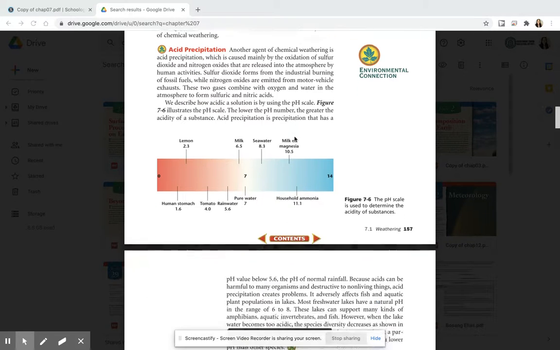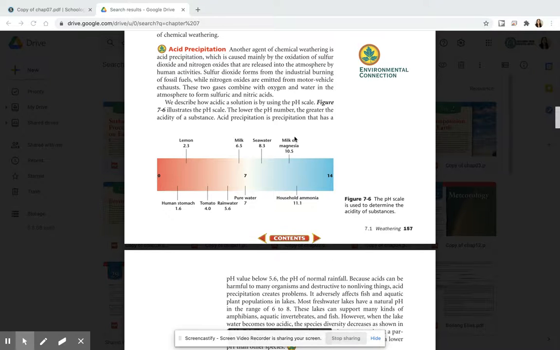Acid precipitation. Another great agent of chemical weathering is acid precipitation, which is caused mainly by the oxidation of sulfur dioxide and nitrogen oxides that are released into the atmosphere by human activities. Sulfur dioxide forms from the industrial burning of fossil fuels, while nitrogen oxides are emitted from motor vehicle exhausts. These two gases combine with oxygen and water in the atmosphere to form sulfuric and nitric acids.